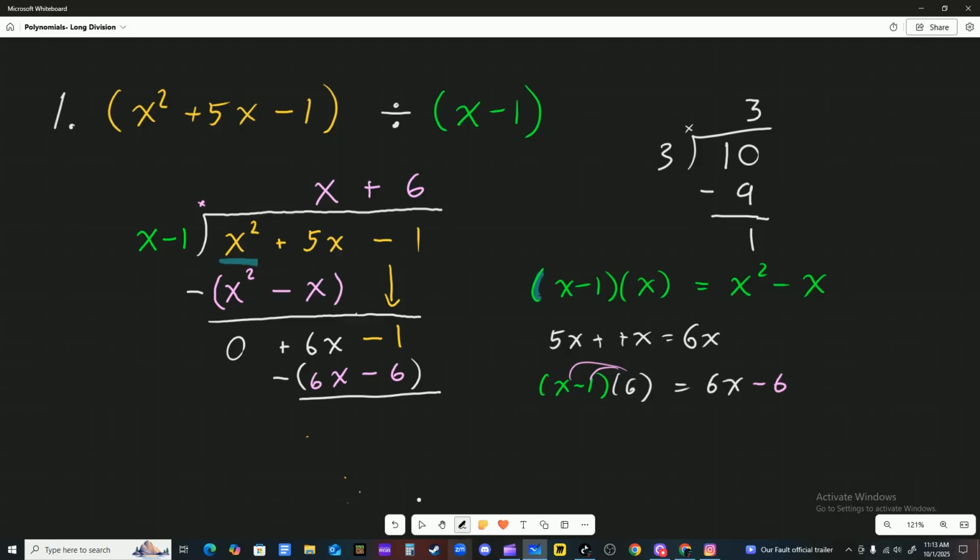So 6x minus 6x is 0. Negative 1 minus a negative 6 becomes negative 1 plus 6, which gives me 5. So I have a plus 5. And at this point, I'm pretty much done. I have a remainder of 5. But this isn't elementary school where I write 3 remainder 1. No, we don't do that anymore.